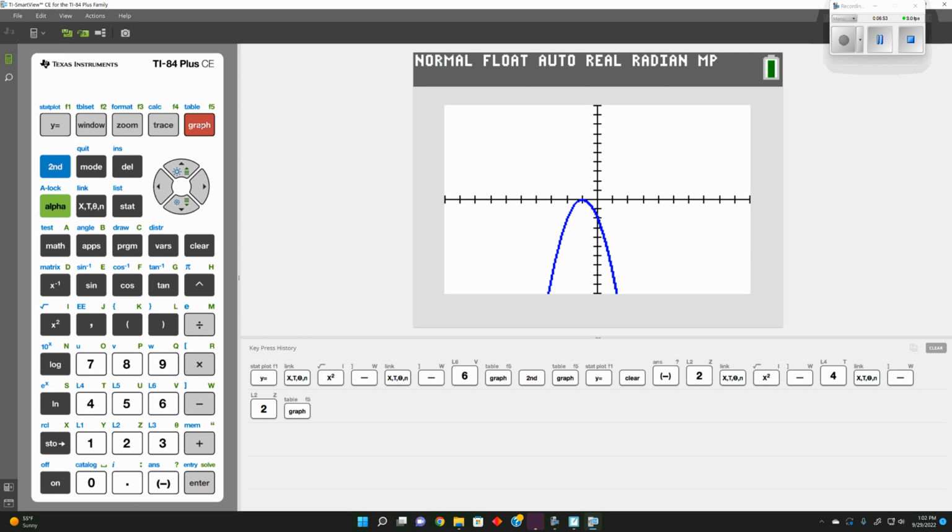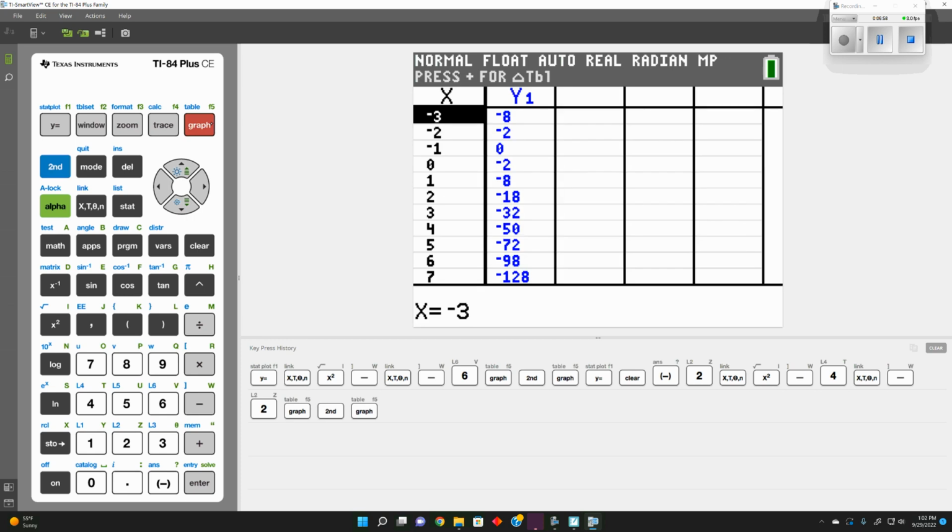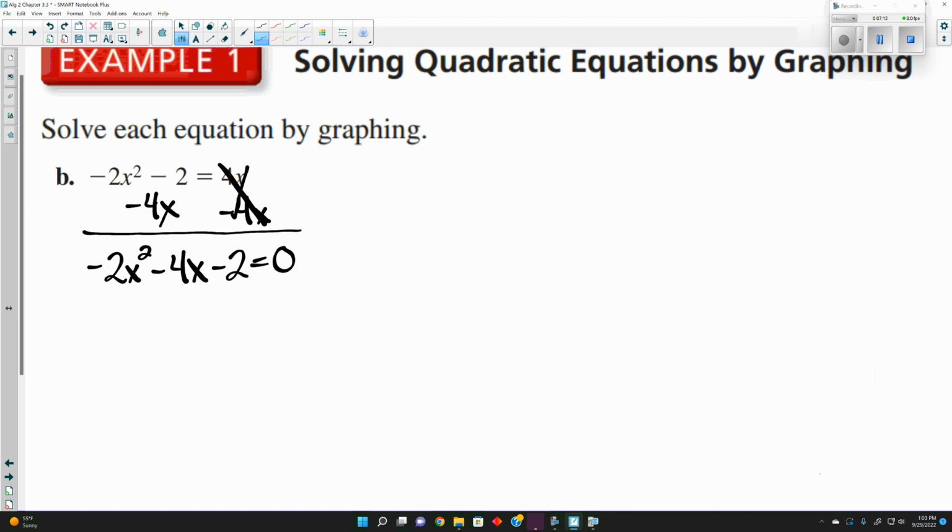So it looks like there's 1, yes? And we can check it by doing second table. So we do have one spot where it is 0, yes? At negative 1. And that's the only spot we have. So we can say x is equal to negative 1. That would be our solution.